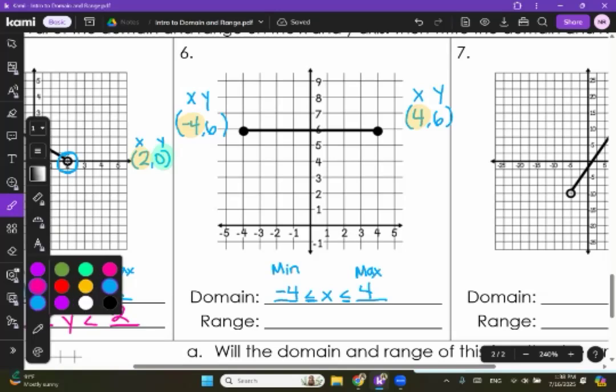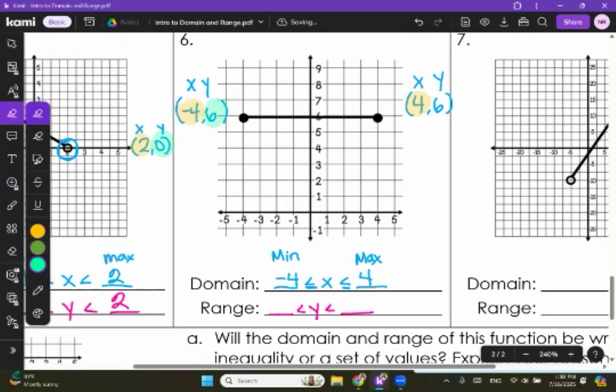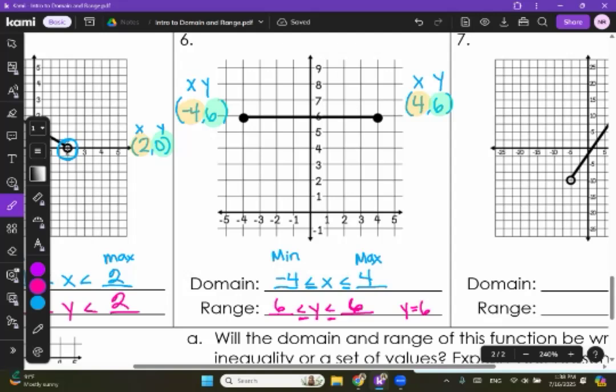Okay, let's do the range. Something special happens with the range. With the range, we're looking at the Y values. What do you notice about those Y values? They're both exactly the same. So when you have the same number on both ends, you would write it as Y is equal to 6, meaning it's never going to deviate from the 6. It's always going to stay a 6. 6 is the only possible value for that line.